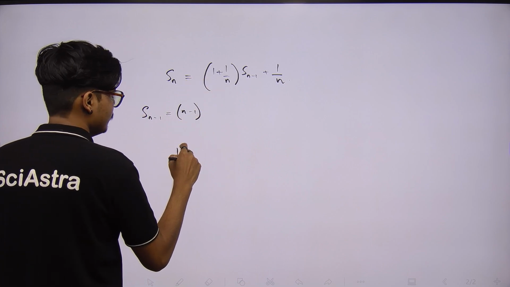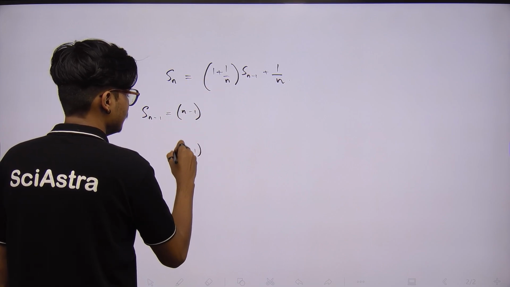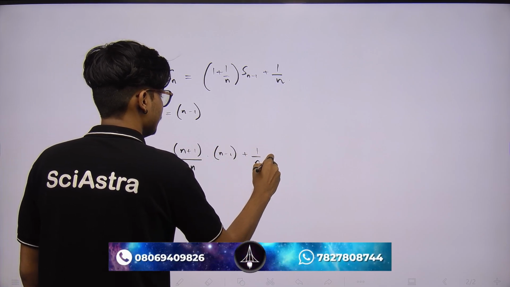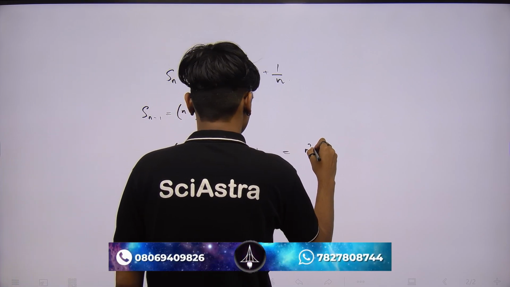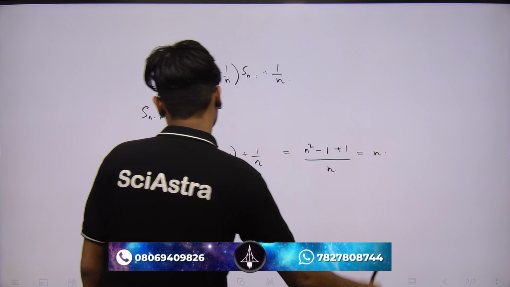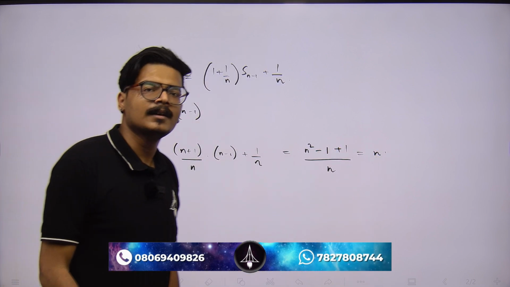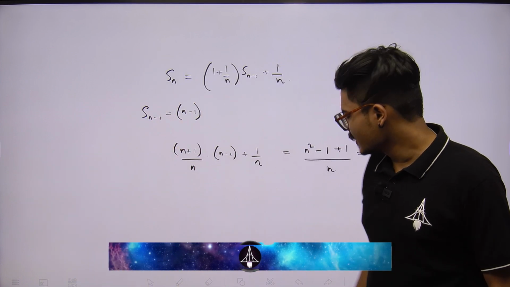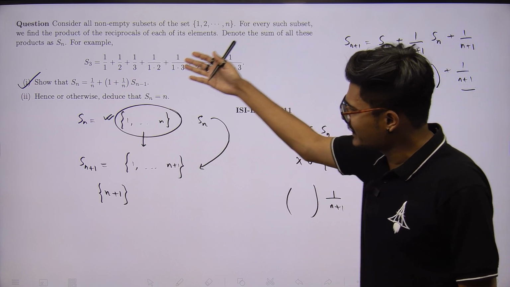So you'll get n plus 1 divided by n times n minus 1, plus 1 by n, right? Which gives you n squared minus 1 plus 1 divided by n, which is nothing but n. Hence, again by induction, we get the second part, that Sn is equal to n for every such element, okay? So as you can see, both the parts were basically just induction proofs.